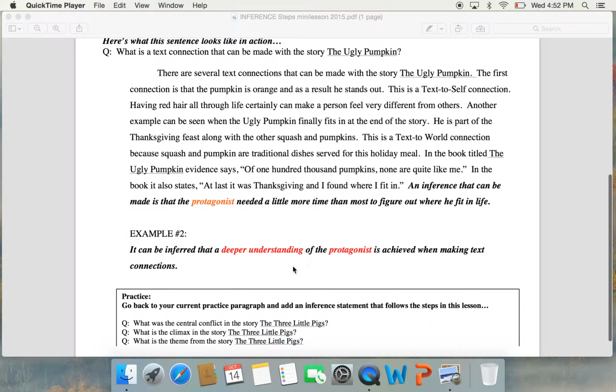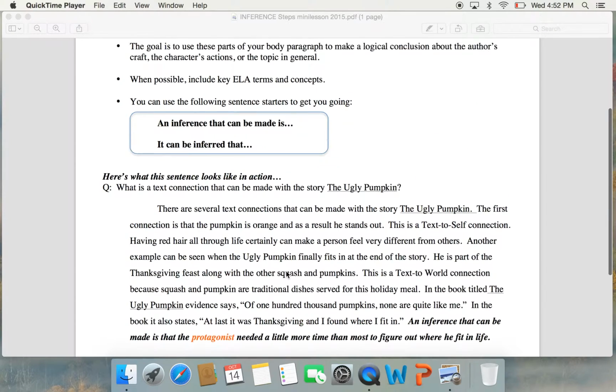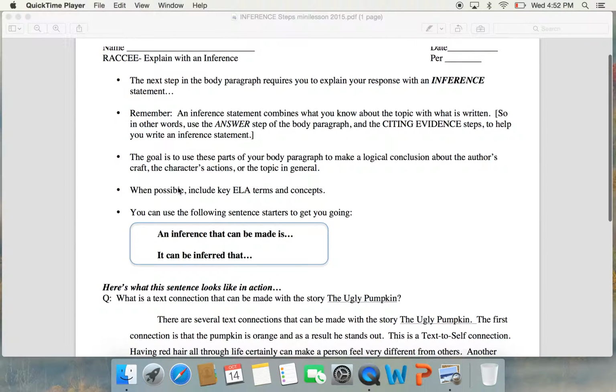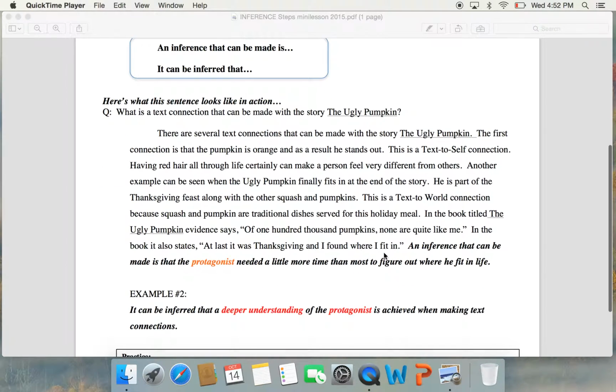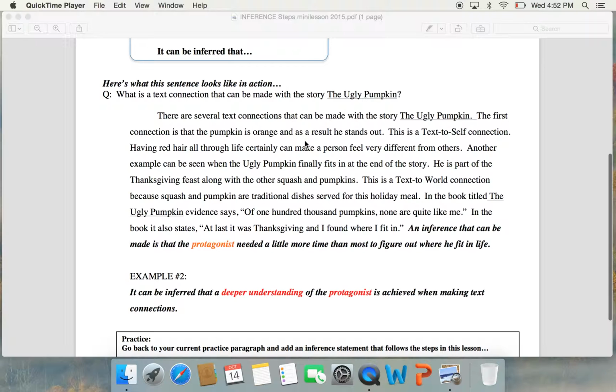Now, I was almost tempted not to show you this second example because I didn't really want to discourage you. This is a really hard approach, the authorcraft one. But I think some of you guys can handle this. In an authorcraft approach to an inference statement, basically you want to take what it is that you're writing about. In this case, I was writing about text connections. That's the authorcraft. For you, it might be the climax, or the theme of the story, or the central conflict. You want to focus in on that.